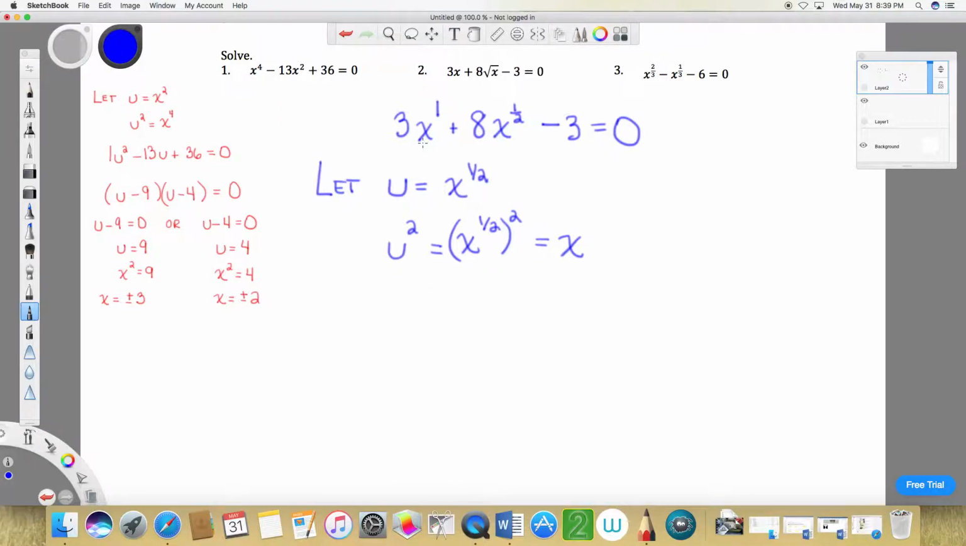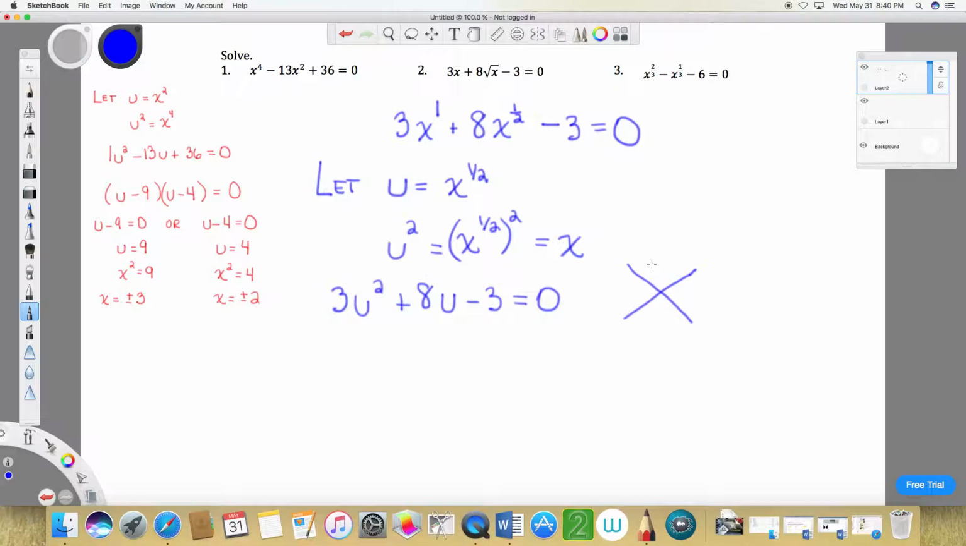All right, so I'm going to rewrite this equation in terms of u. So I have 3 times x, but I'm going to replace the x with u squared. And then I have plus 8 times x to the 1/2 power, but x to the 1/2 power I'm going to replace with u. And so now I have a quadratic equation, and I can solve it using our x method.